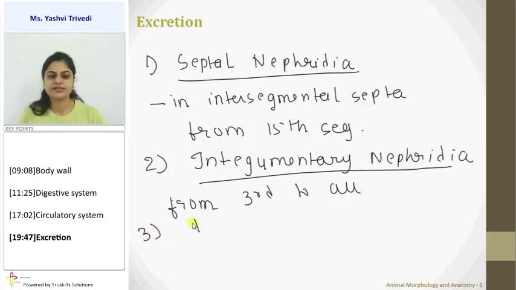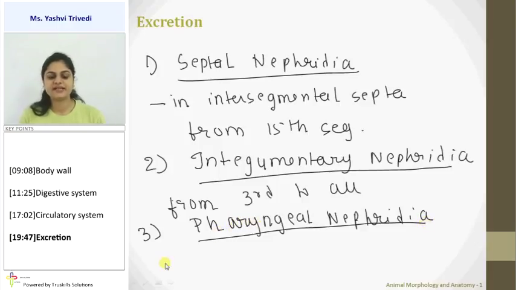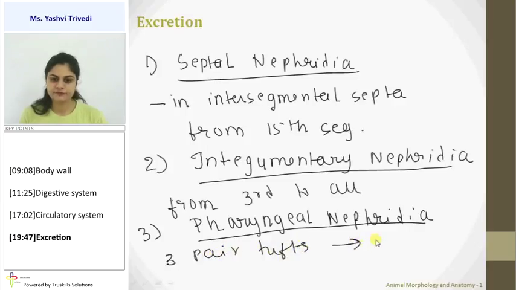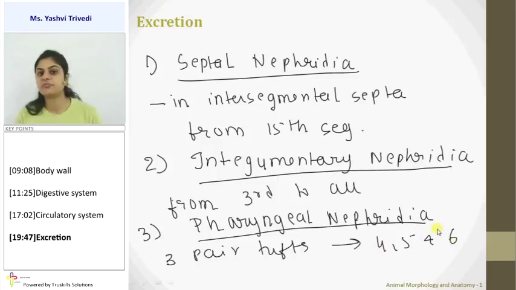And the third one is pharyngeal nephridia. Pharyngeal nephridia are present in the form of 3-pair tufts, in the 4th, 5th and 6th segments, the same segments in which the blood glands of the circulatory system are. So that is the pharyngeal nephridia, and they open up into the alimentary canal.